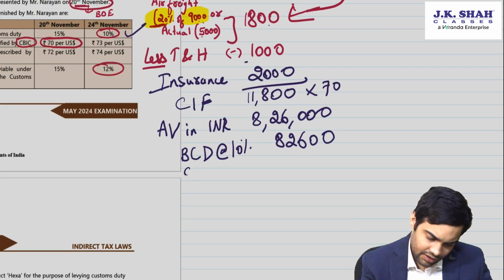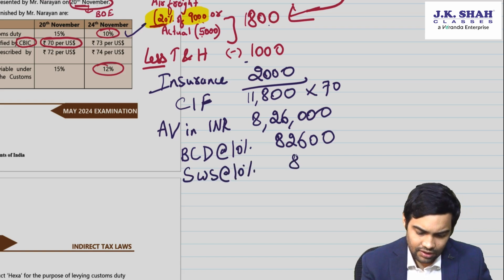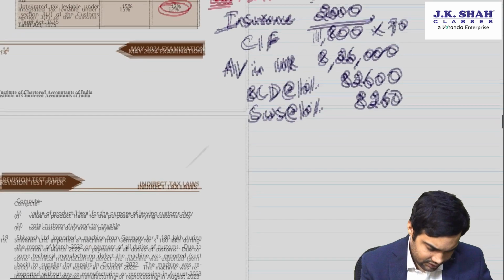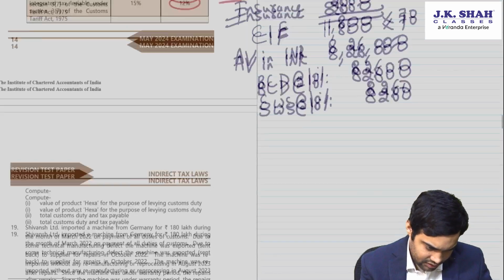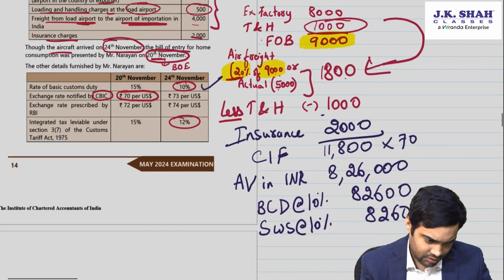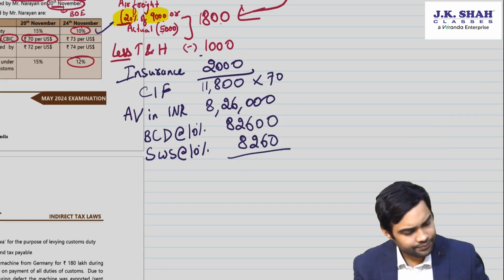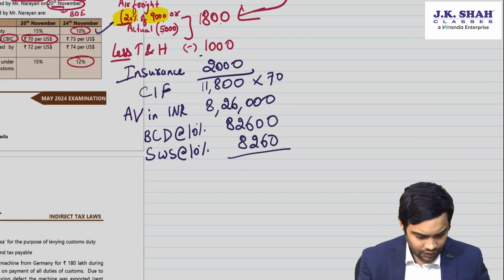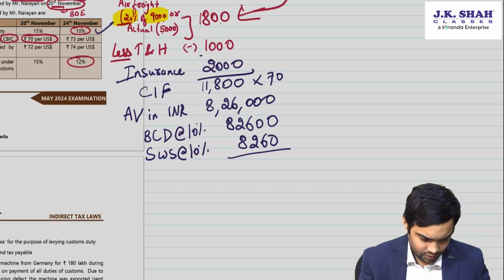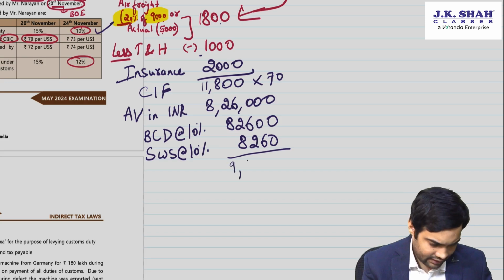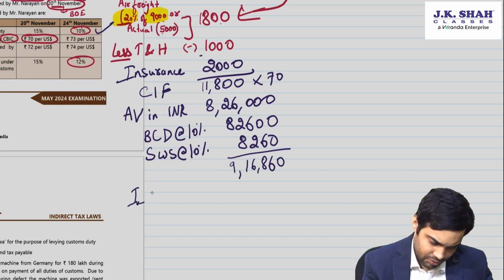82,600. Then you will add SWS. Don't miss SWS. Write a note for that. 8,260, until and unless it's mentioned in the question that SWS is ignored. Okay, nothing is mentioned. We'll again cross verify the answer. Then 8,26,000 plus 82,600 plus 8,260, 9,16,860. This will be the value for the purpose of IGST.